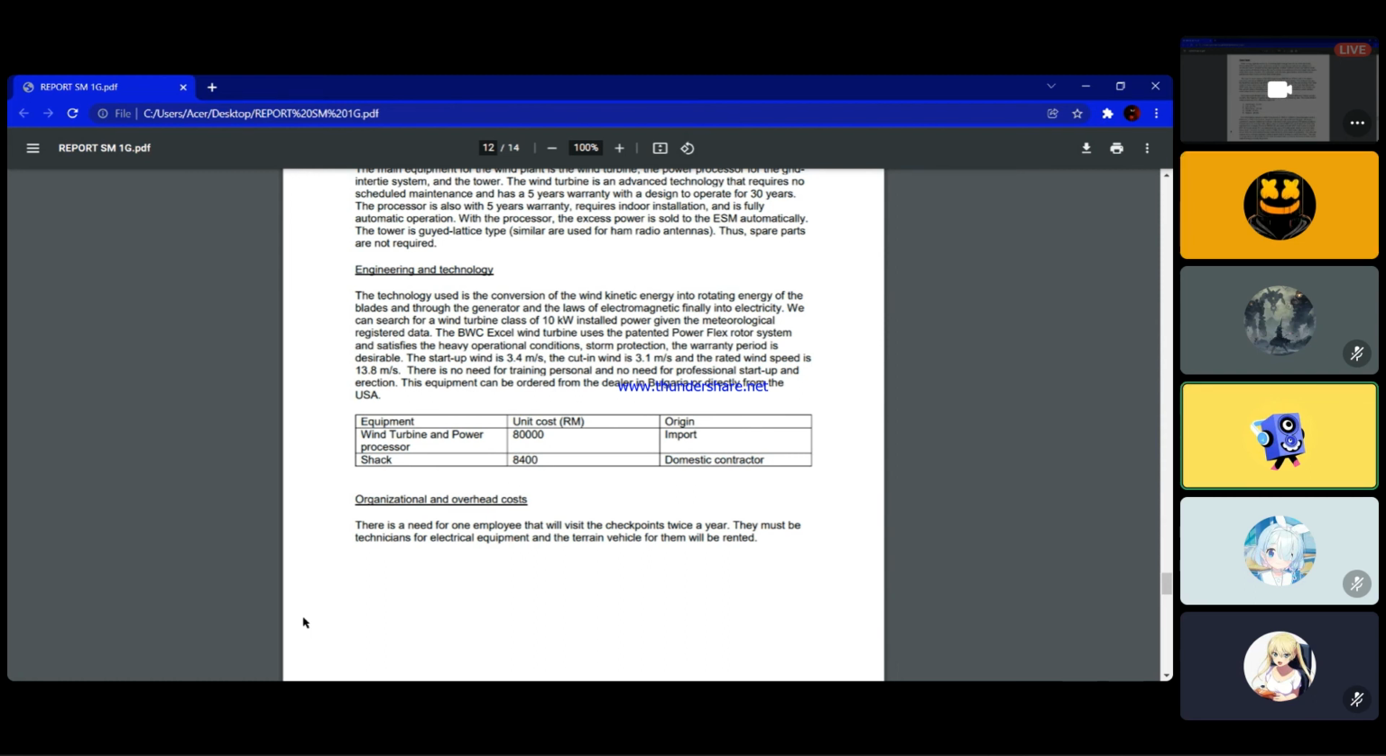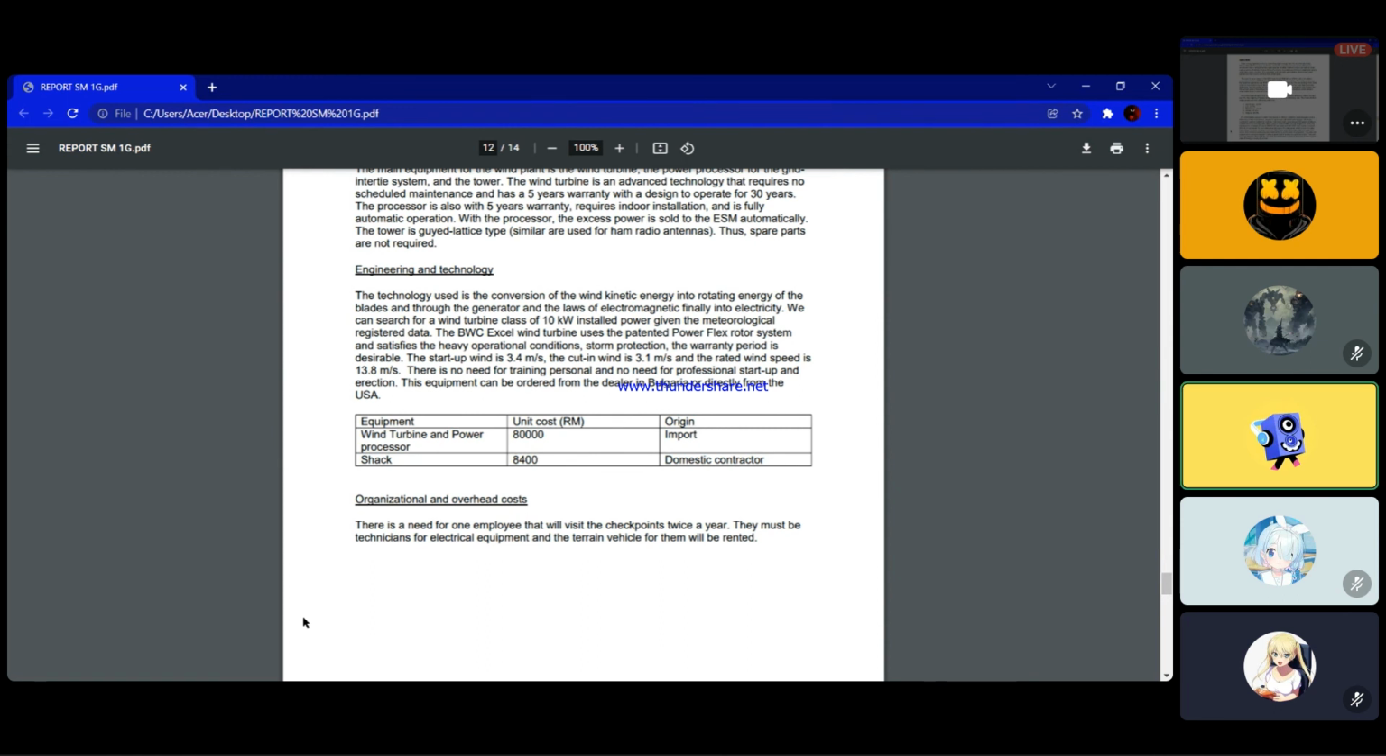We can search for a wind turbine class of 10 kilowatt installed power given the meteorological register data. The BWC Excel wind turbine uses the patented PowerFlex rotor system and satisfies heavy operational conditions and storm protection. The warranty period is desirable. The start-up wind is 3.4 meters per second. The cut-in wind is 3.1 meters per second, and the rated wind speed is 13.8 meters per second.